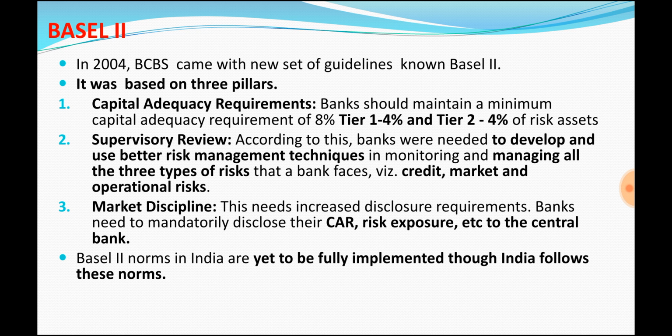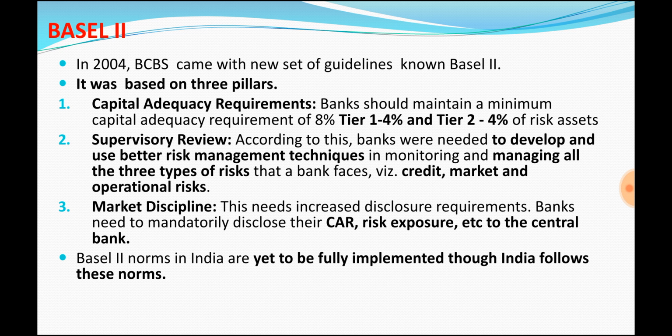Okay, then it also gave the third pillar, that is market discipline. That is, the bank should disclose and be more transparent. That is mandatory disclosure of their functioning. That is how much capital adequacy ratio they have, for example, whether they are having enough tier 1 capital, tier 2 capital, what is the risk exposure, how much of risk weighted assets are there, what is the real risk exposure. All this has to be disclosed by the bank.